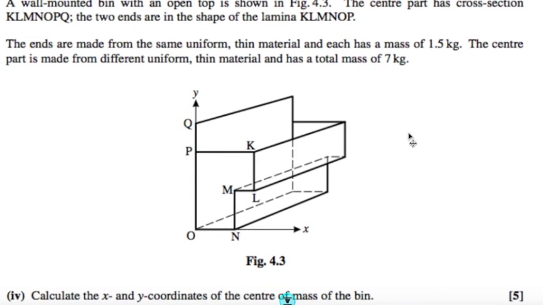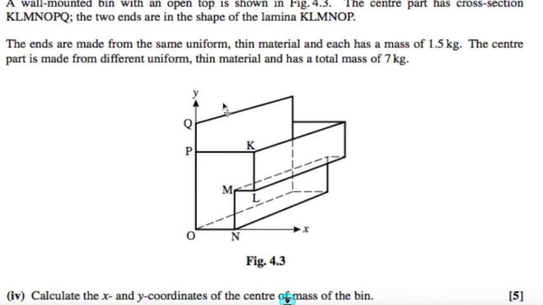Alright, a wall-mounted bin with an open top is shown in figure 4.3. The centre part's cross-section is KLM and OPQ. The two ends are in the shape of the laminar KLMNOP. The ends are made from the same uniform thin material, each has a mass of 1.5 kilograms. The centre part is made from a different uniform thin metal, and has a total mass of 7 kilograms. Okay, calculate the x and y coordinates of the centre of mass of the bin.